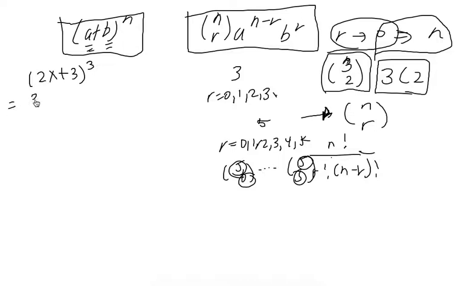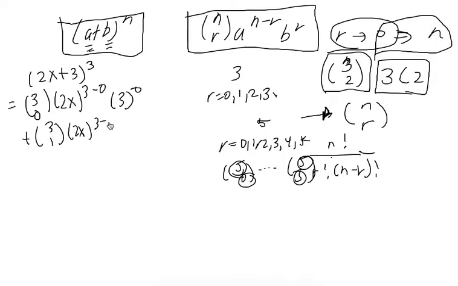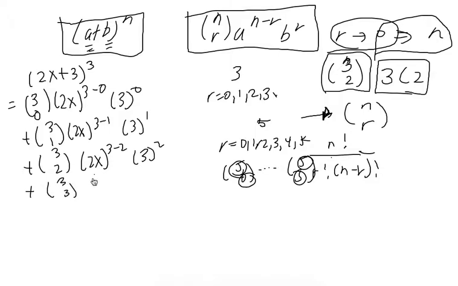So we start with 3 choose 0, 2x, which is a, to the n minus r, which is 3 minus 0, and then 3 to the r, plus 3 choose 1, 2x to the n minus r, which is 3 minus 1, and then 3 to the r, which is 1. And then we have 3 choose 2, 2x to the 3 minus 2, and then 3 to the 2. And then we have 3 choose 3, 2x to the 3 minus 3, which is just going to become 1. This is also going to be 1. And then we have 3 to the 3.